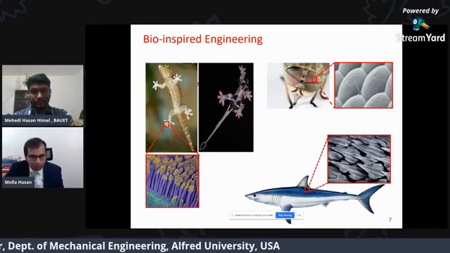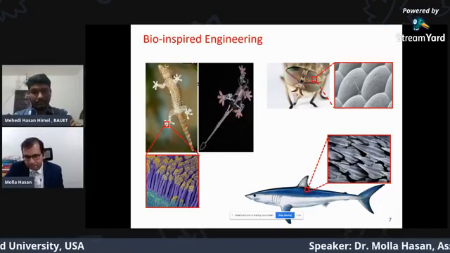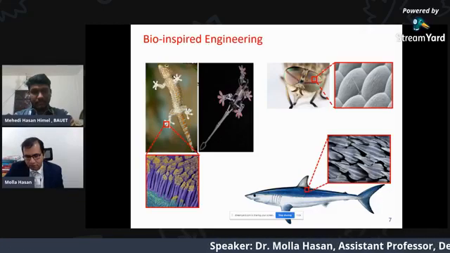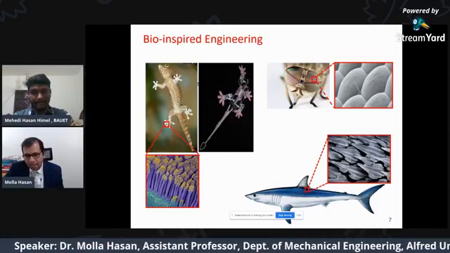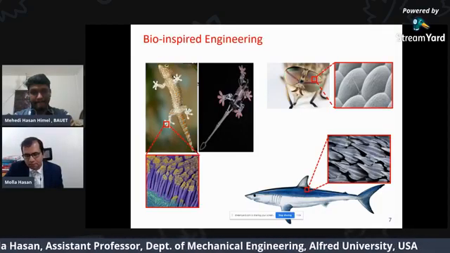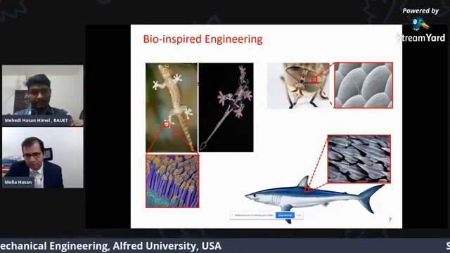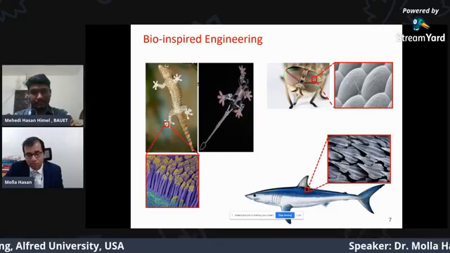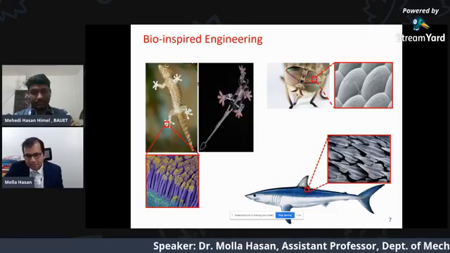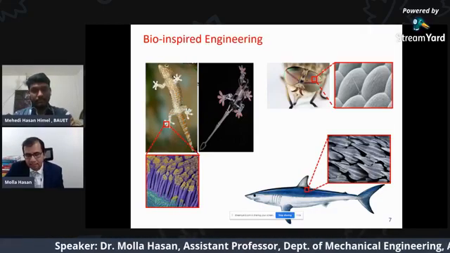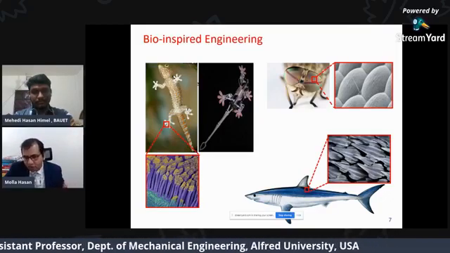The third example I'm giving here is shark scale. The shark scale has a very special aerodynamic shape, and because of this shape, when it swims, that shape reduces the drag force, and as a result, the shark can swim faster. And this kind of aerodynamic design is nowadays implemented on boat and ship surfaces, so that the drag force is reduced.